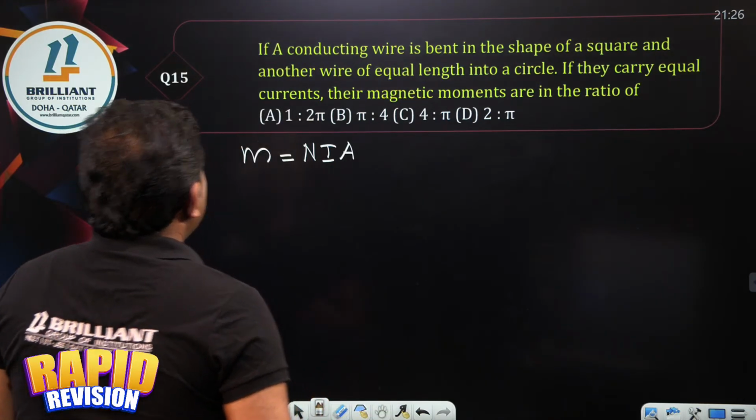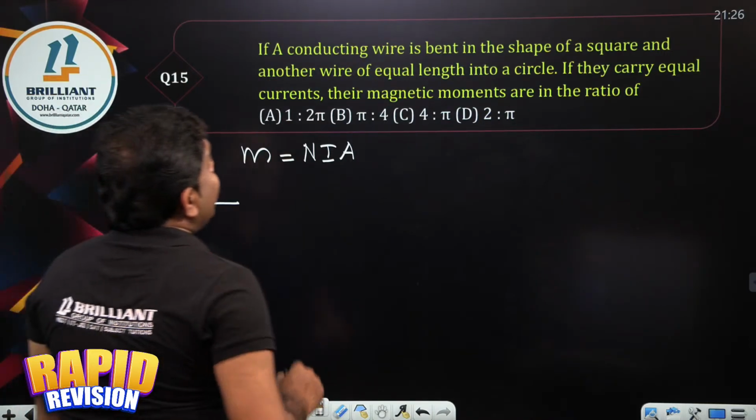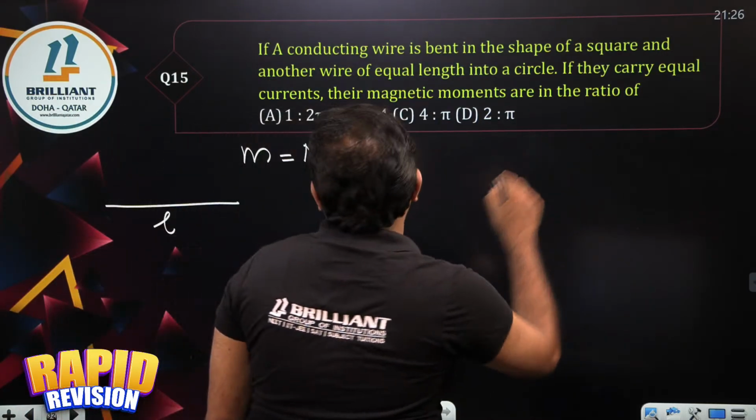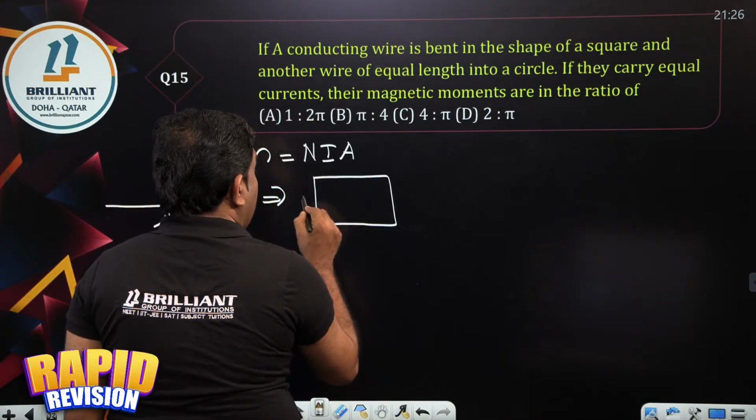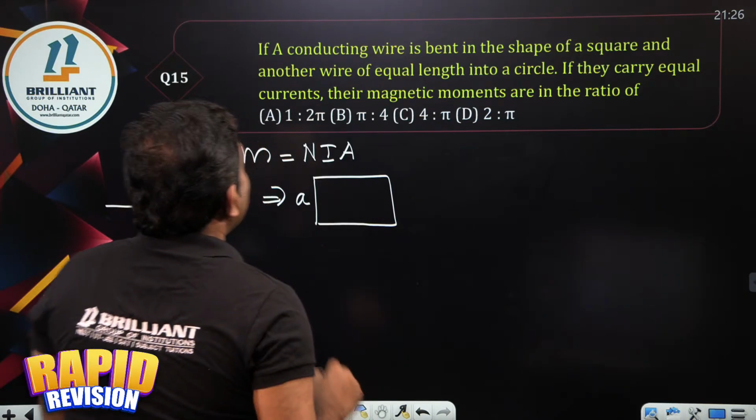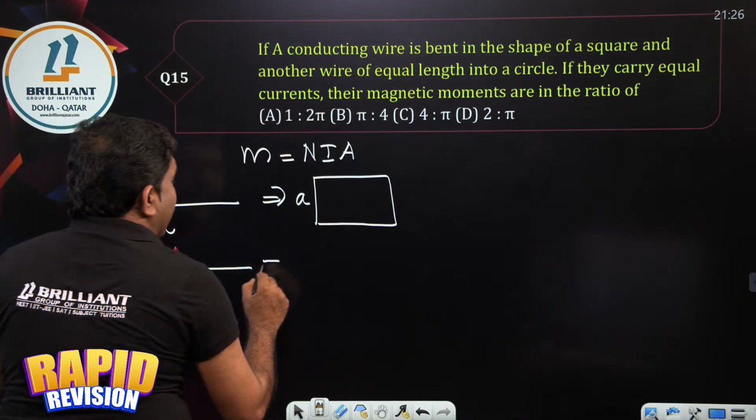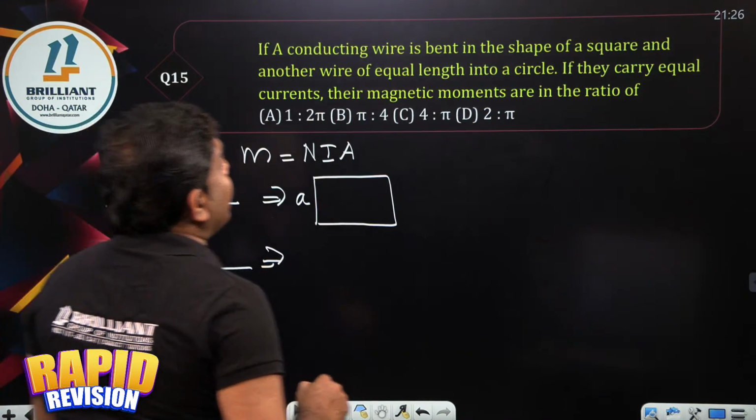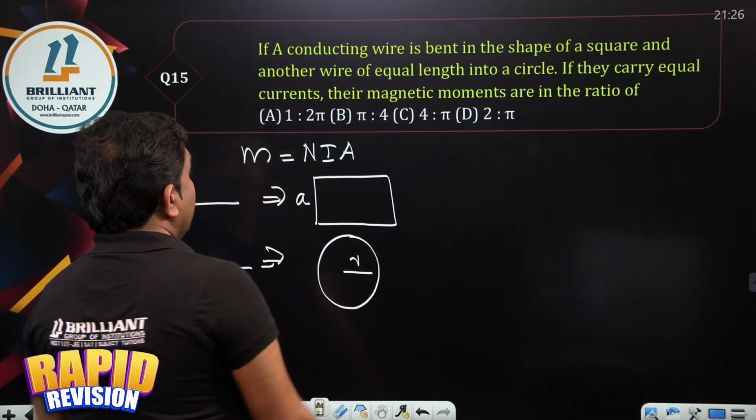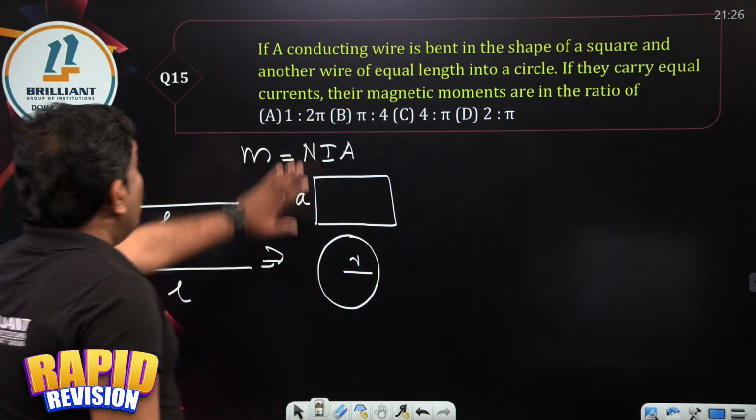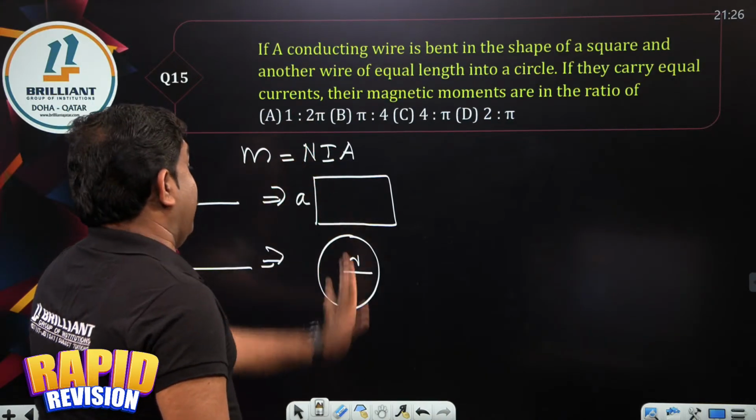So here, there is a wire. Its length is L. It is bent in the shape of a square, suppose side length A. And then there is another wire, bent in the form of a circle. Suppose its radius is R. Now we are asking the ratio of magnetic moment for the square and the circle.